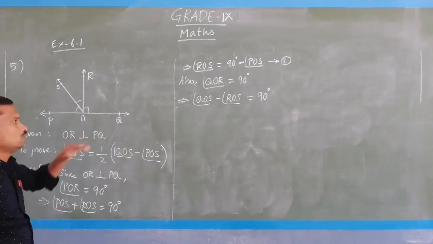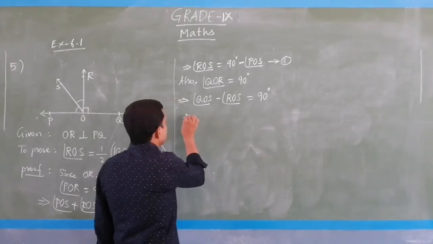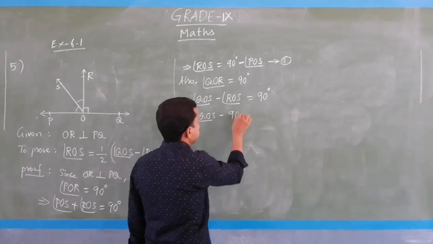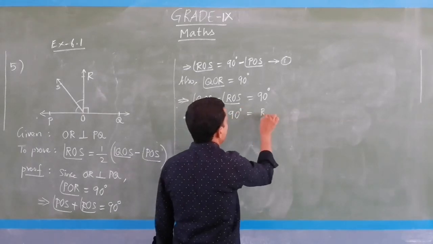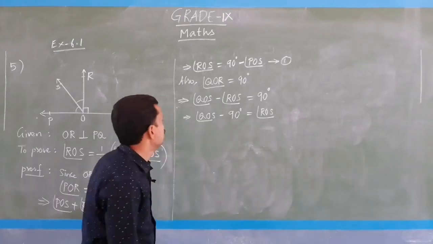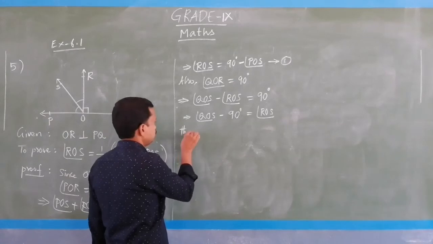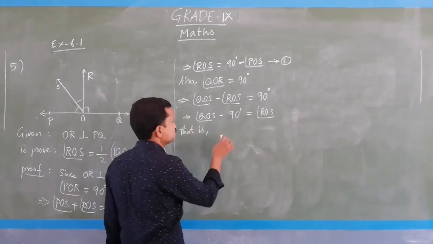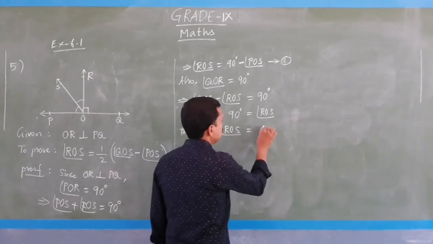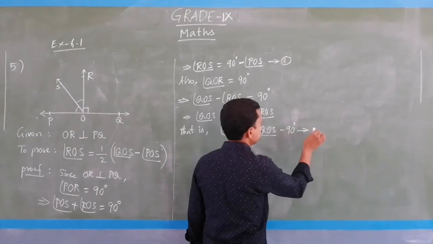Now ROS is there, so you adjust that. So we get QOS minus 90 degree is equal to angle ROS. Am I right? You see here. And now we can write ROS is equal to QOS minus 90 degree, and let it be equation number 2.